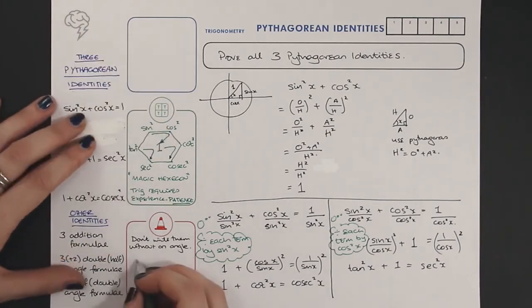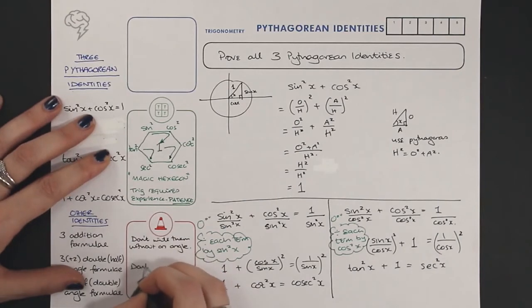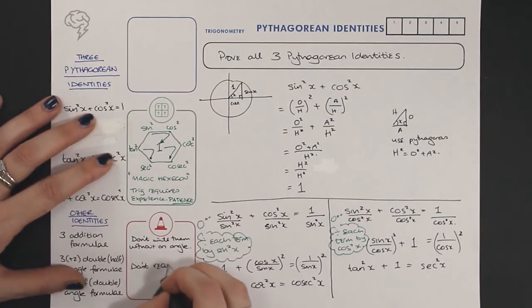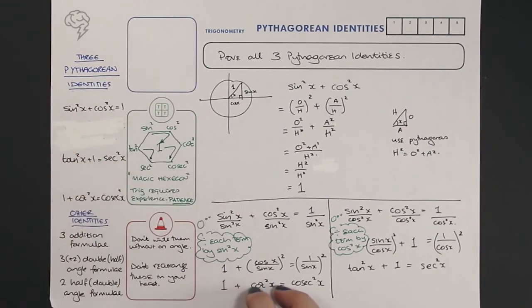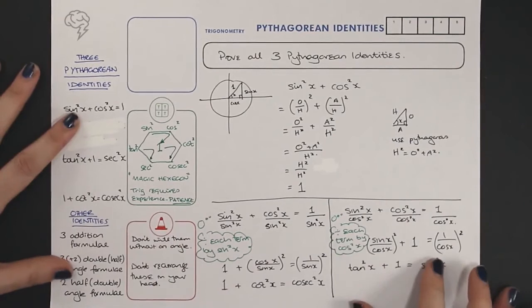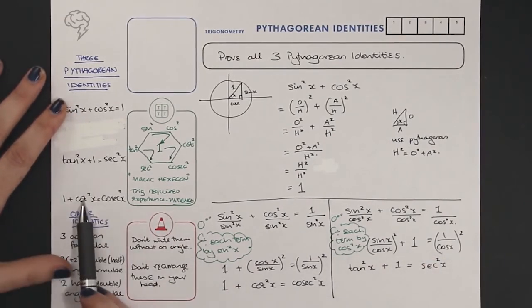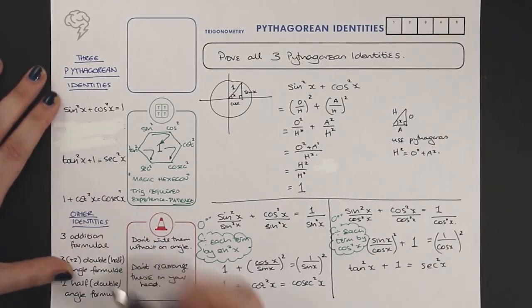My last comment about what not to do is don't rearrange these 3 in your head. Looks simple, doesn't it? All I have to do is move that to the other side and I get tan squared is sec squared minus 1, but it goes wrong. So when you need it to say sec squared equals, or you need it to say cot squared equals, or cos squared or sine squared, just write it down and do it with your pen. It makes it much less likely to go wrong.